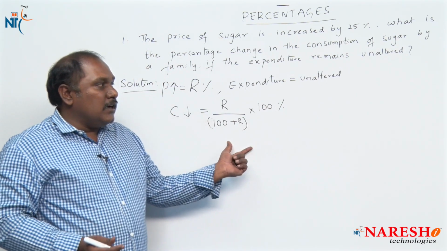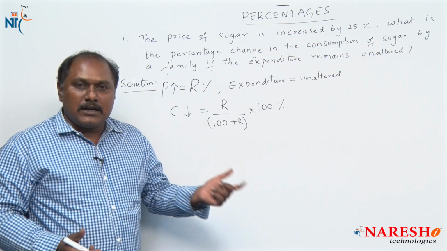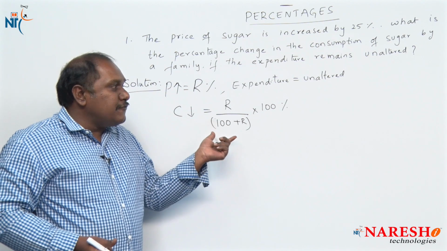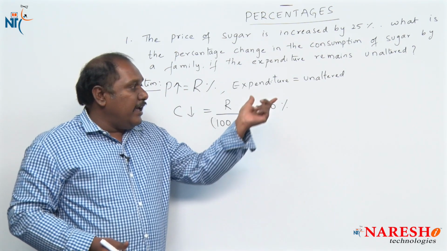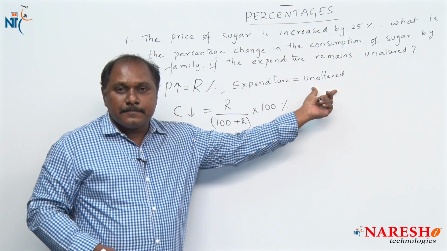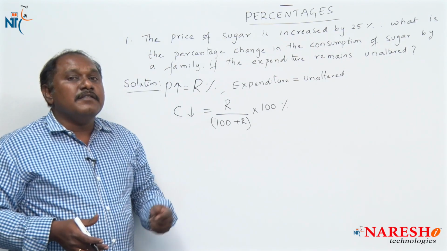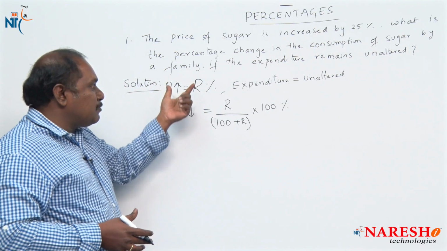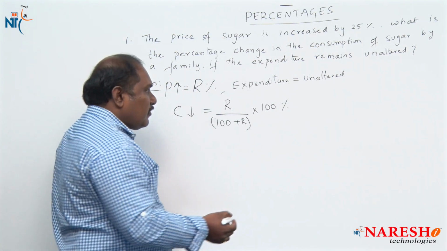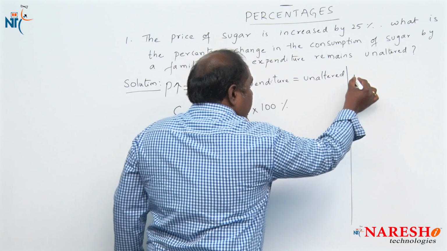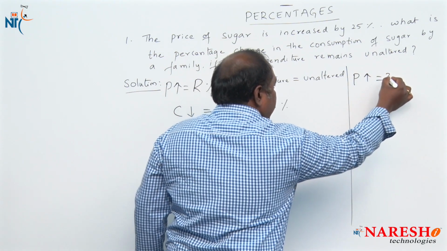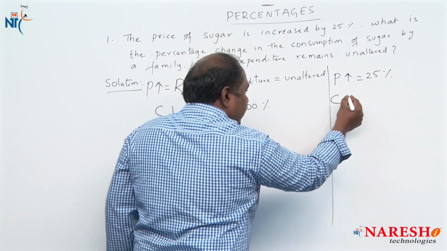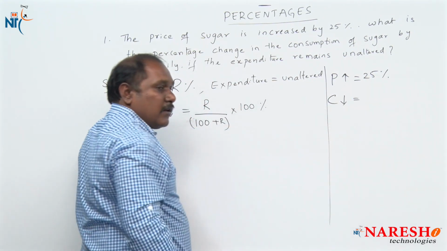Now using this formula, we can solve this problem, but there is a drawback while using this formula. We can use this formula only when expenditure remains unaltered, but if expenditure changes, this formula will not help us out. But first of all, let us try to solve this problem by using this formula. Now in the given question, we are given price is increased by 25% and expenditure remains unaltered. So definitely consumption decreases. By what percent?